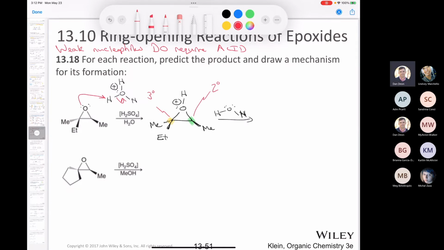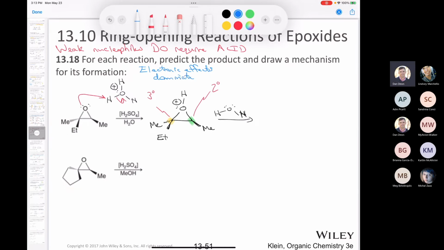Does anybody have an idea? Yeah, it's going to be the yellow one. Thanks, Brianna. Why? Because electronic effects dominate. So I'll write down here, electronic effects dominate.